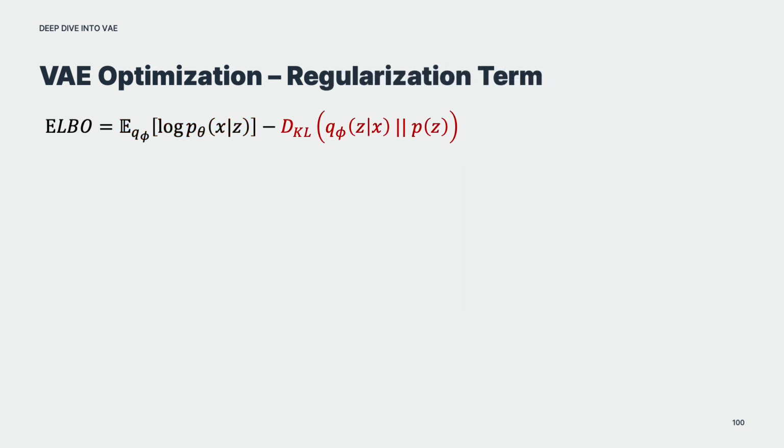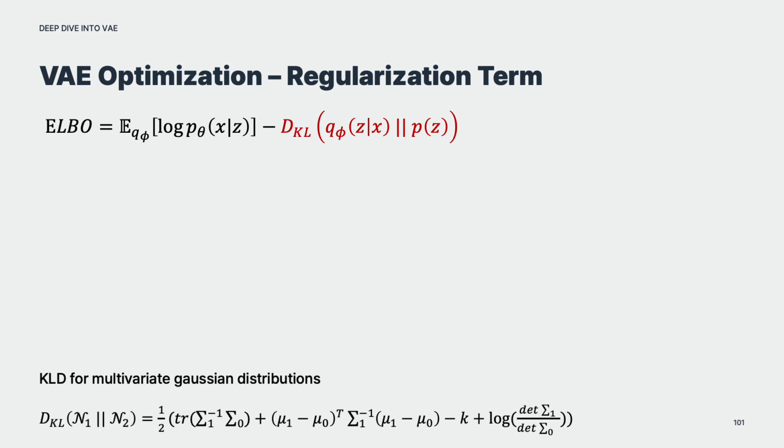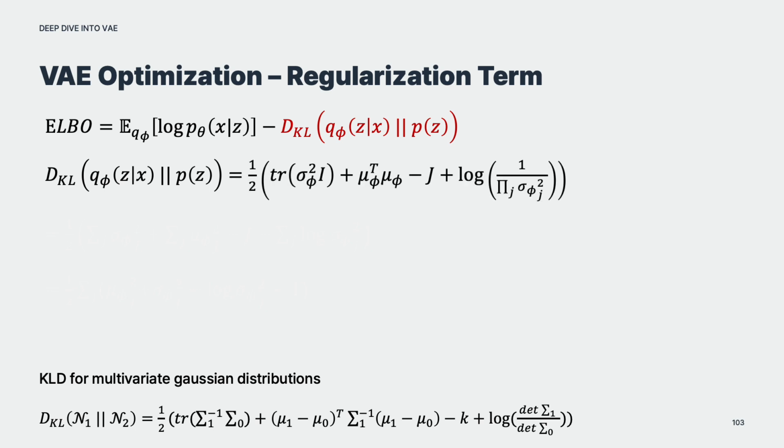Now let's take a look at the regularization term. This term is actually straightforward to handle because both distributions involving the KL divergence are assumed to be multivariate Gaussian distributions. As a result, there exists a closed form expression for the KL divergence between them. By applying this closed form expression, we can expand the KL divergence term accordingly, which leads us to the following formula. And this makes the term straightforward to compute.